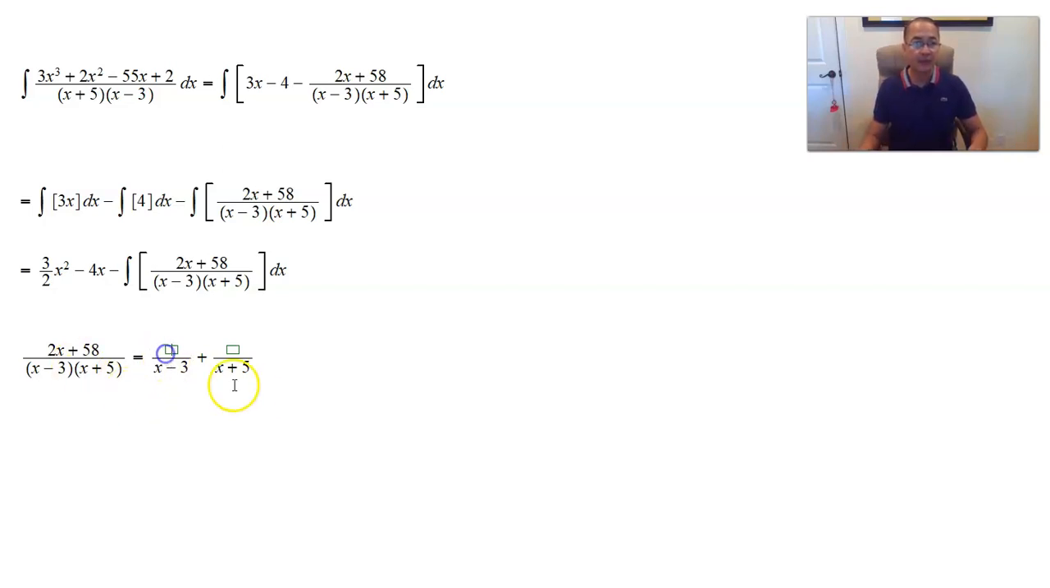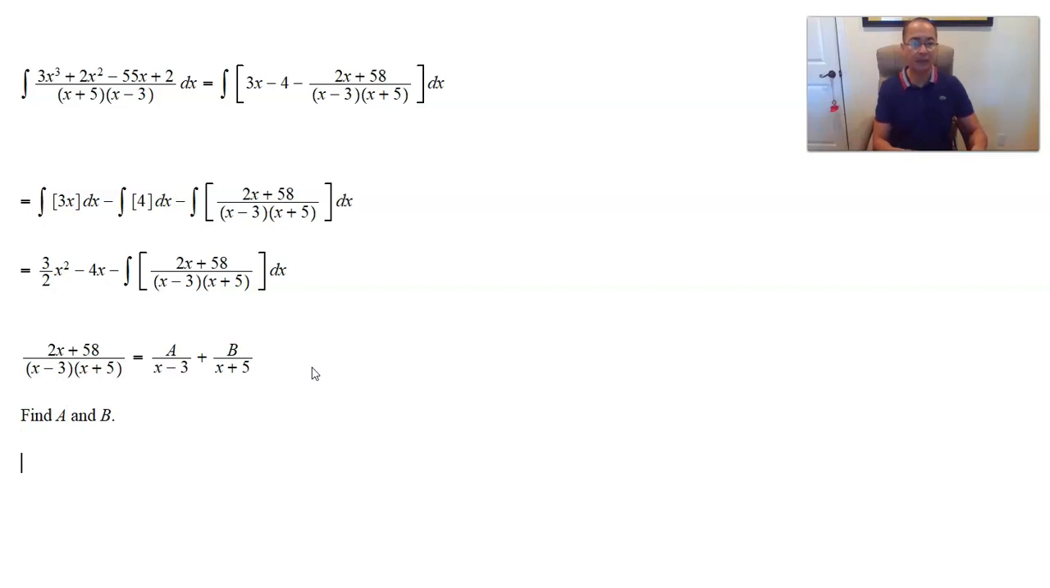Okay, so what's missing? What we have to do is solve for two constants, two numerators, so that this decomposition is going to work regardless of the value of x. In other words, this equation has to be an identity. It has to work for all values of x. So how will we solve for A and B? Find A and B.